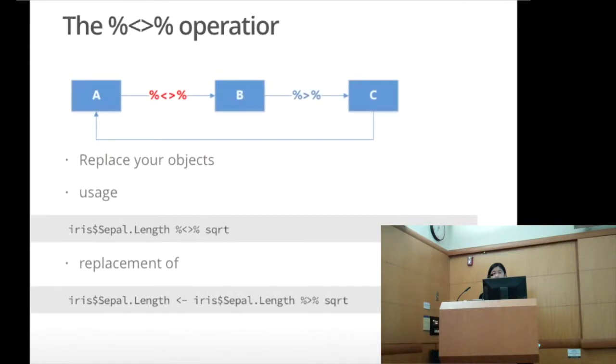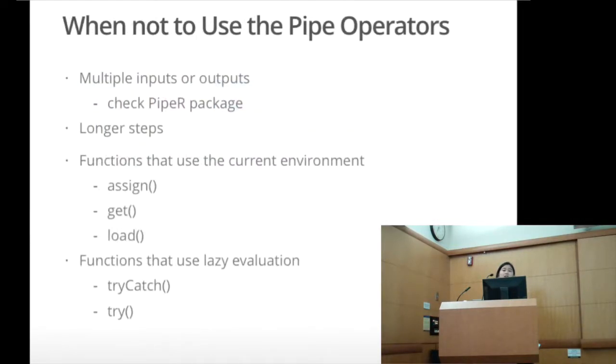Is it like a mutate in dplyr? Excuse me? Is it like the mutate function in dplyr? Mutate also does, you know, this one variable can actually change. Oh, okay. It's not the same thing. For the mutate function in dplyr, you basically save your two new variables into your data set. But this one is a replace.